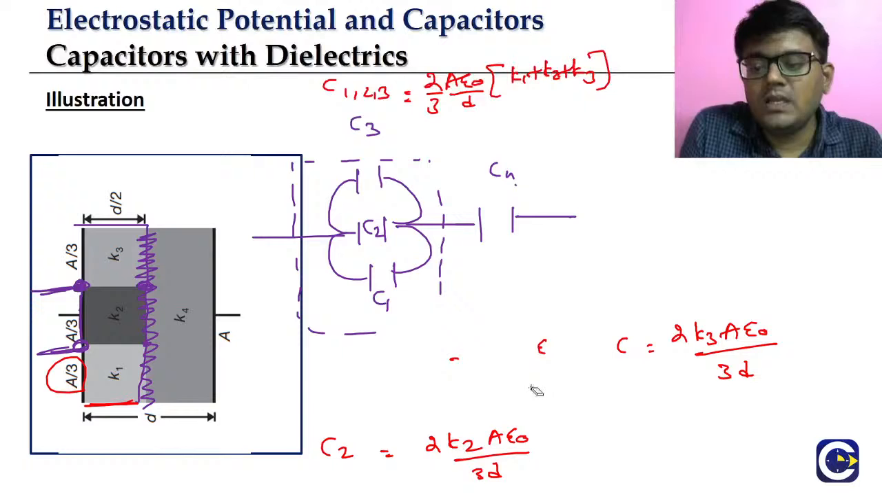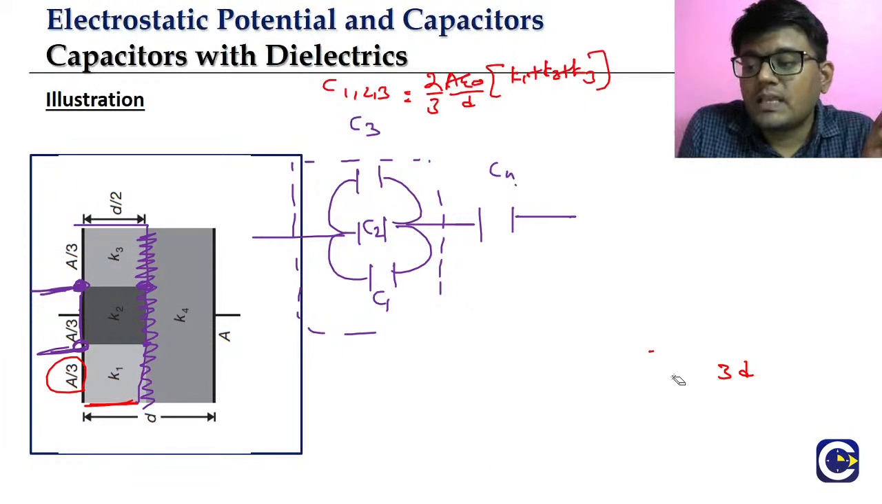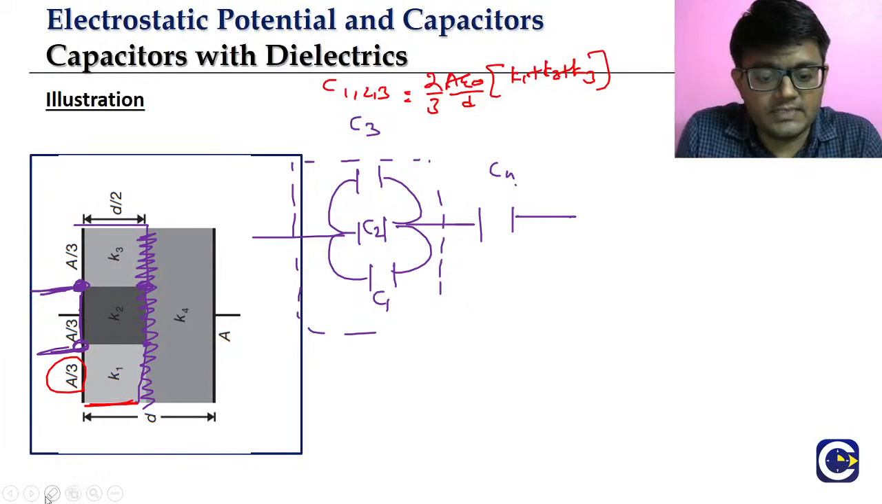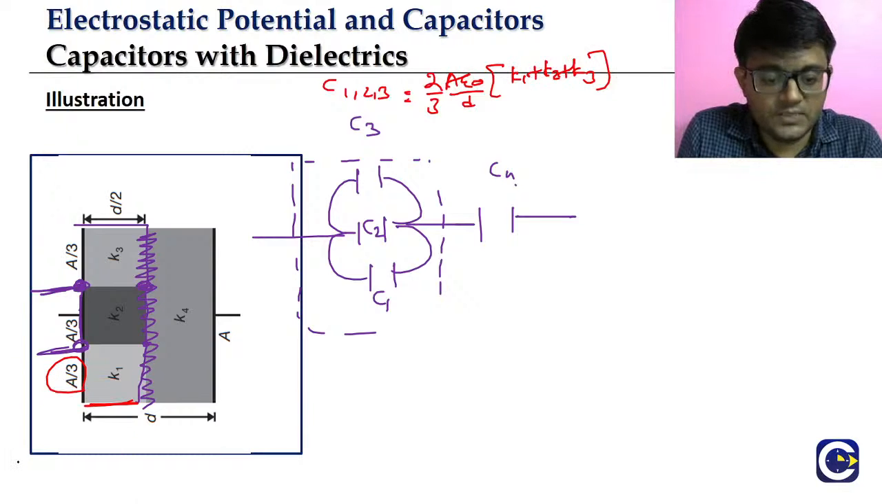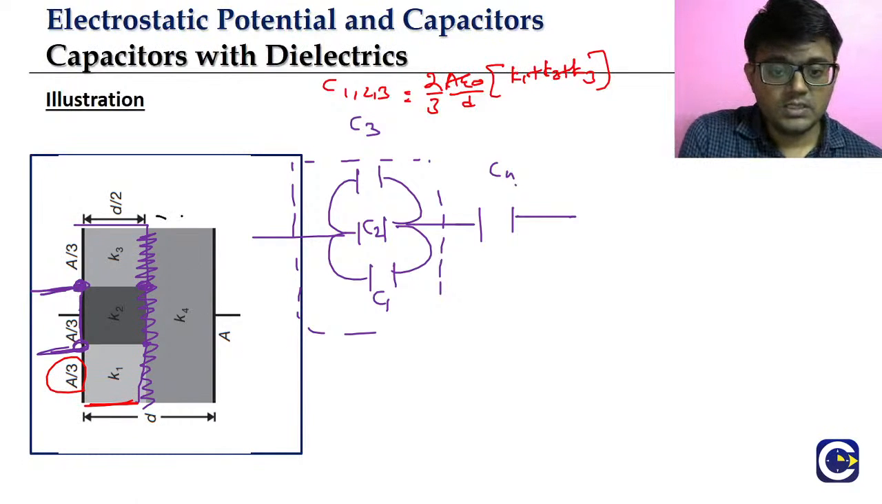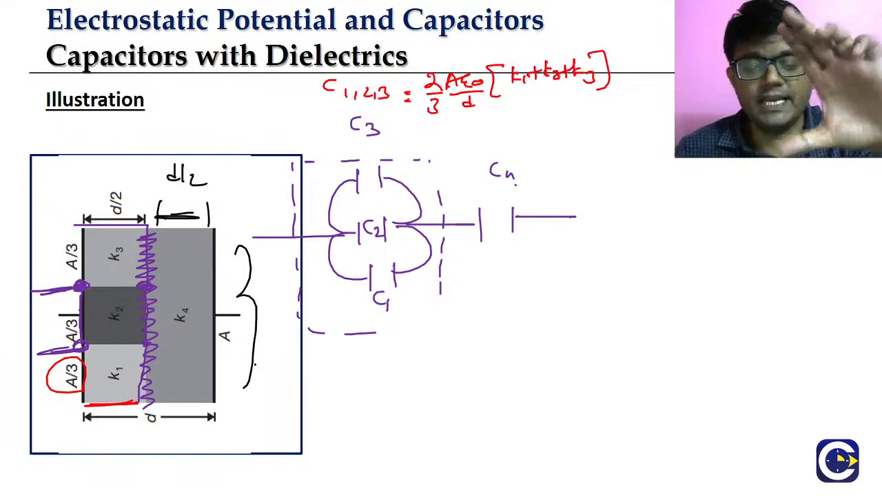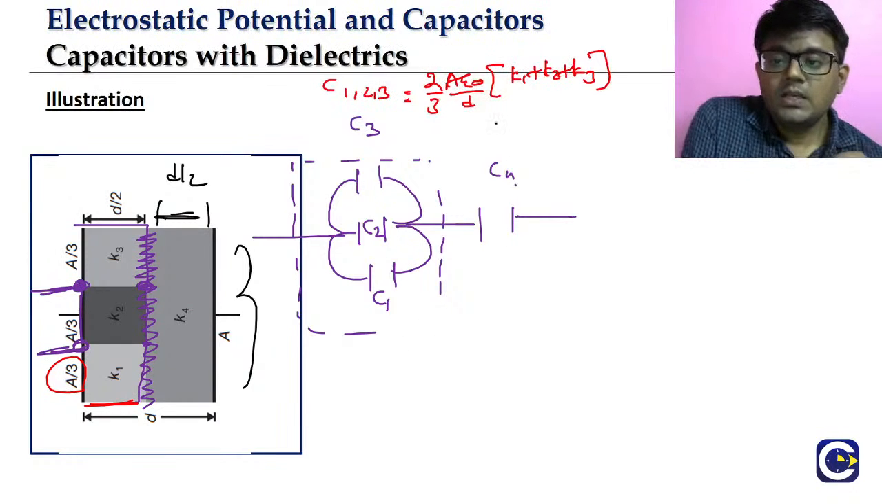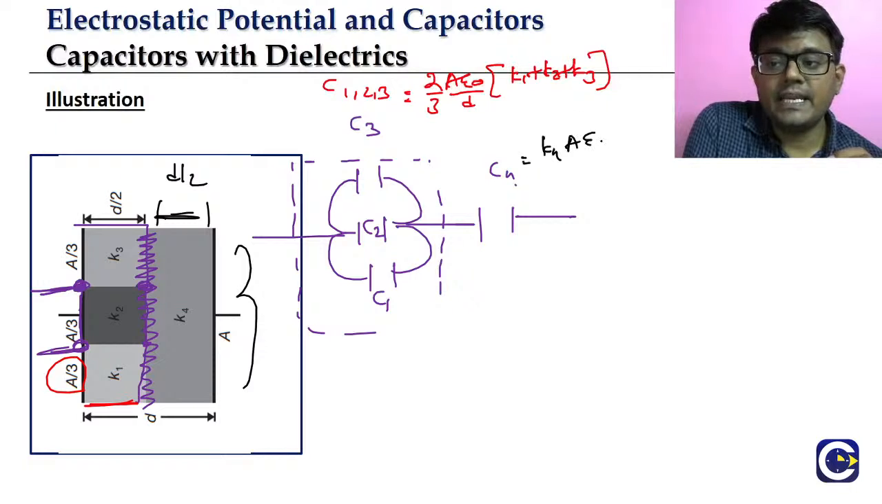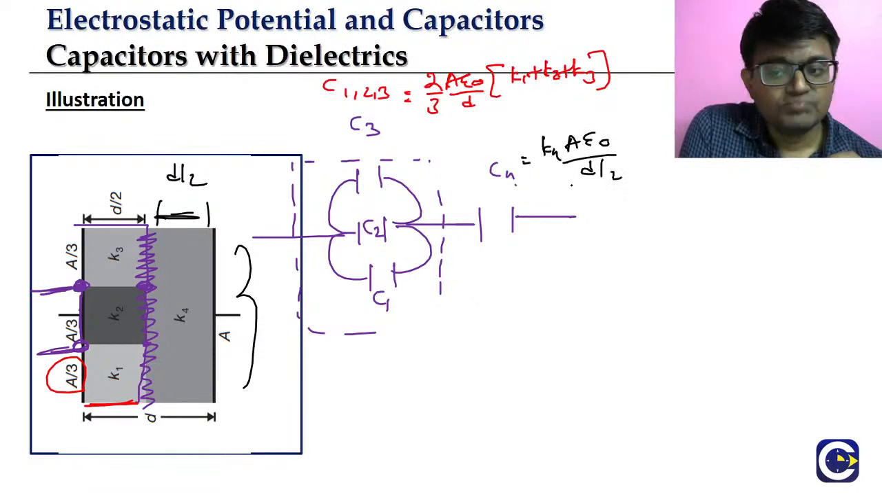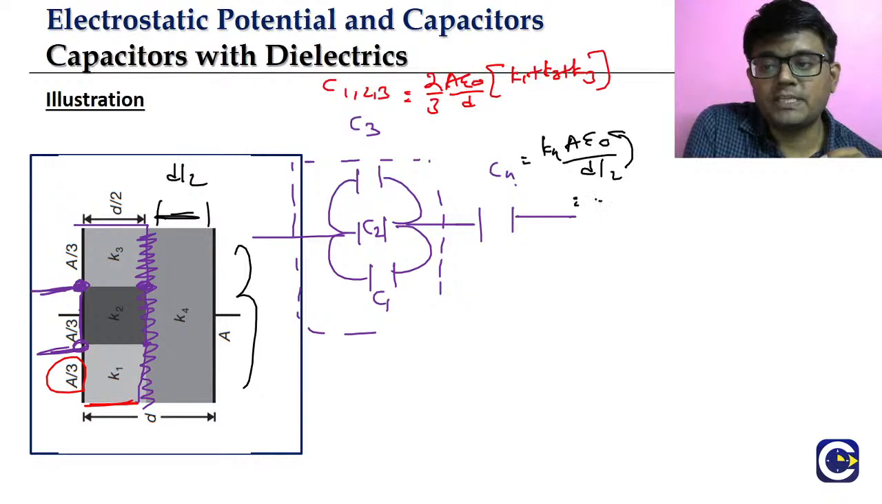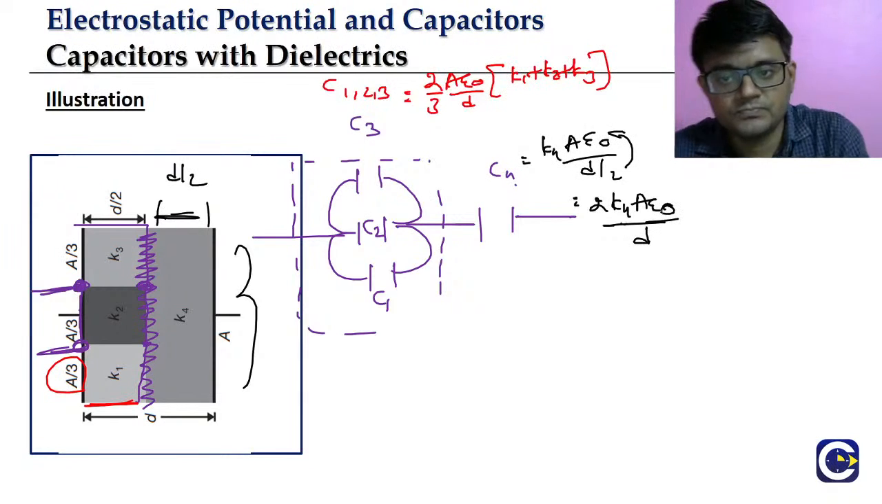What is the next step? We will look at the capacitance of C4. Look here, the capacitance of C4. What is the distance between the plates? It is D by 2. But the area is A, the full area. So C4 is equal to K4 into area A epsilon naught divided by D by 2. Here the 2 goes to the numerator. So it is 2 times K4 A epsilon naught by D. Okay? So this is the C4 value.